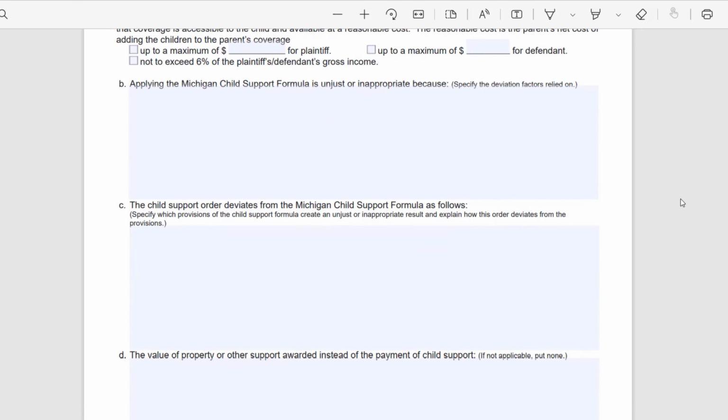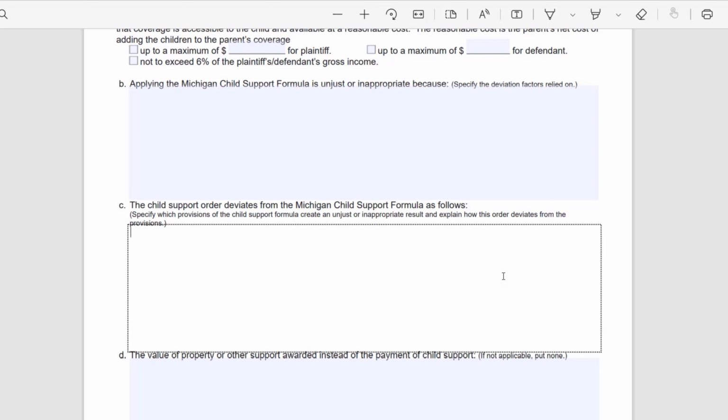All right, we're back to the deviation addendum. So now that you've seen the specific factors that might be relied on, you'll be able to enter those factors right here. The best way to do that is pulling the factors that are relevant for your family right from the Michigan Child Support Formula deviation factors that are listed, and then putting those in here. And then here in C, this paragraph is where you're going to say how it deviates from the formula.